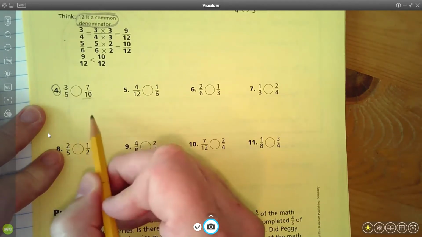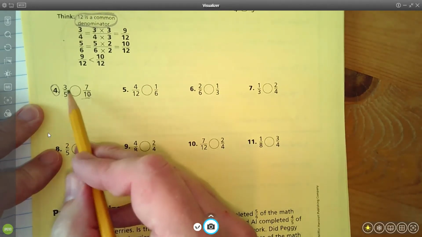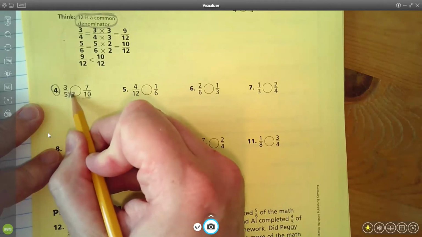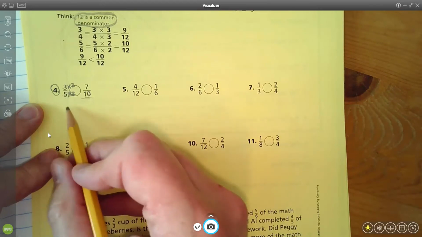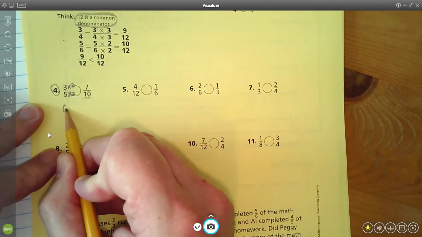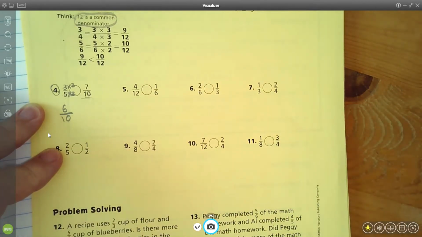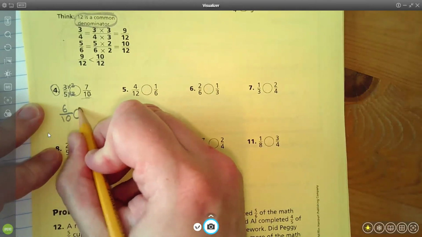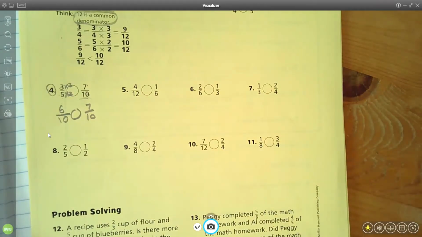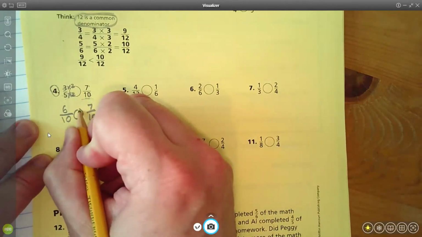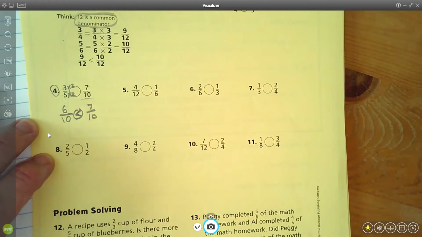So what do I have to do to this guy? Multiply him by what to turn him into a 10? Multiply him by 2. And I'll do the same thing to the top. So 3/5 is the same as 6/10, because 5 times 2 is 10. And the other one doesn't need to change at all, he's just a 7/10. So 6/10 versus 7/10. Now we can see that, yes, the 7/10 is bigger, but boy, not by much, huh? Not by much in this case.